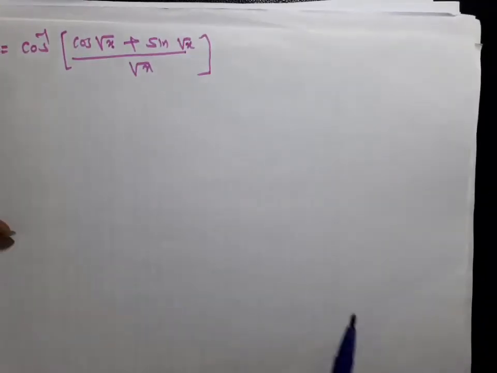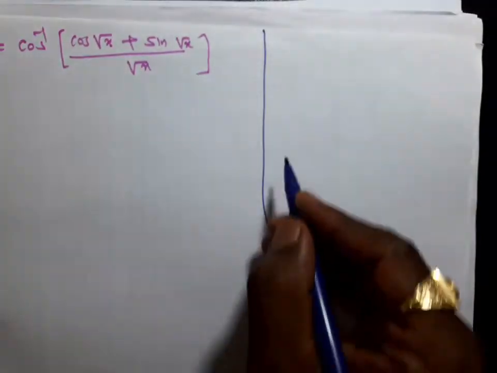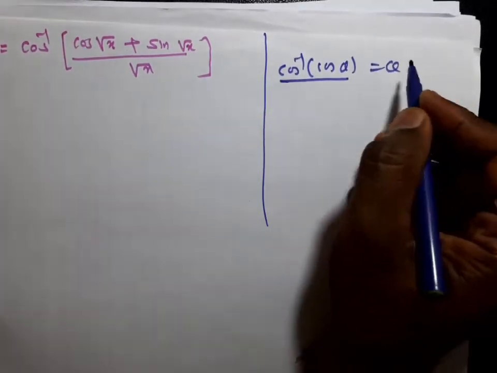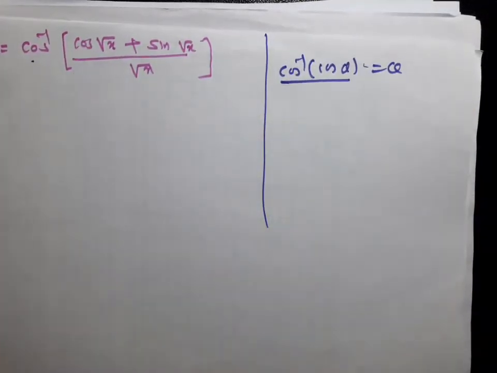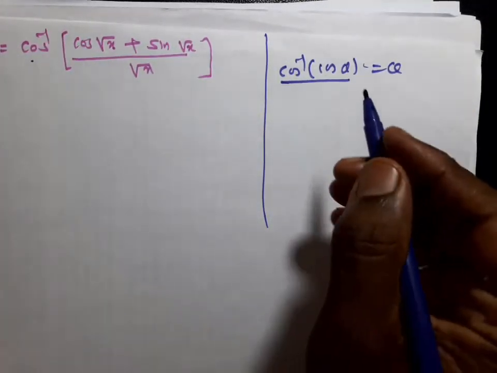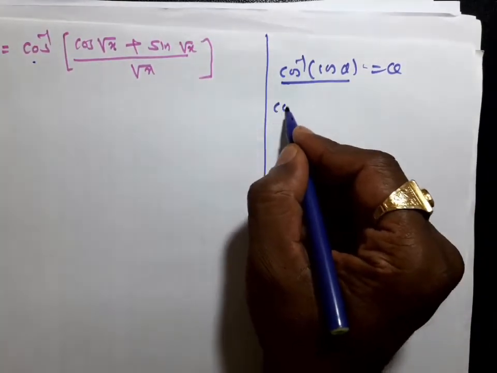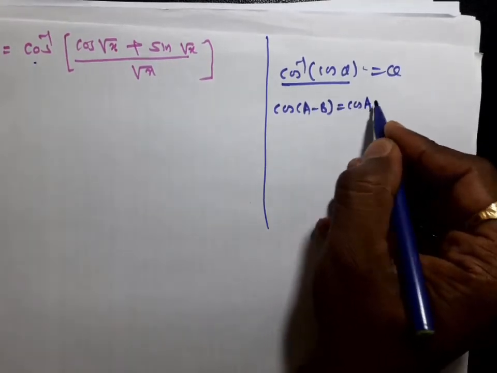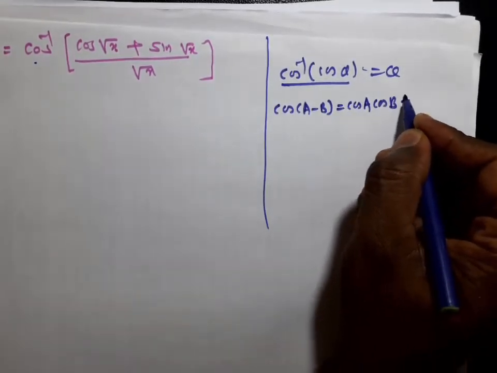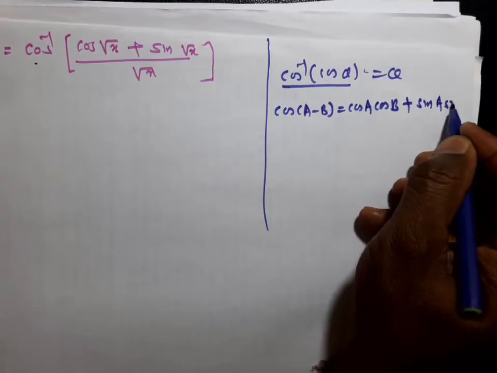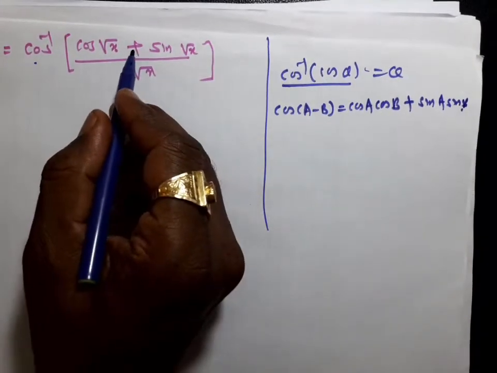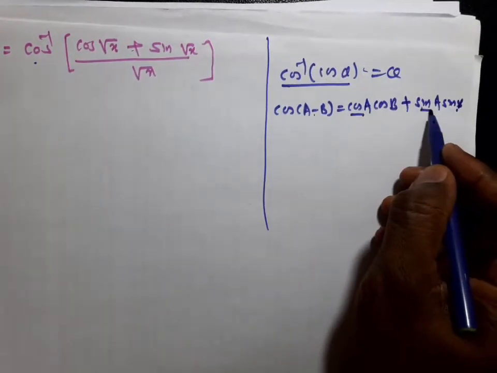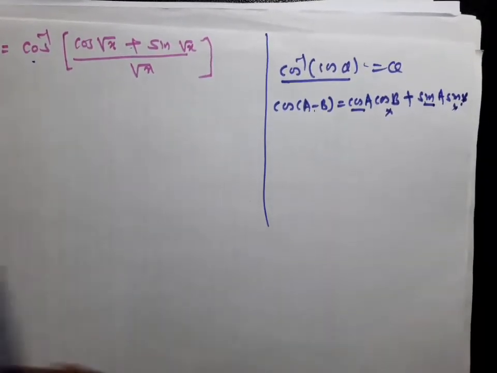Just like the previous example, here I am going to convert cos inverse of cos theta. That will be theta. So again here it is cos. I must have the cos inside the term, because cos(a minus b) is cos a cos b plus sin a sin b. Here the sign is minus, that's why I use the minus sign. So I have to search here for cos a and sin a. I have to find these two.